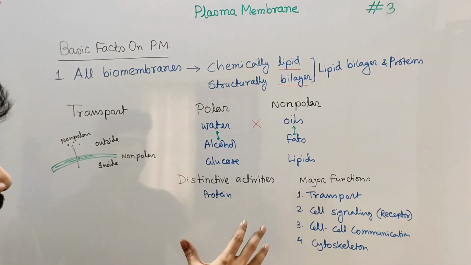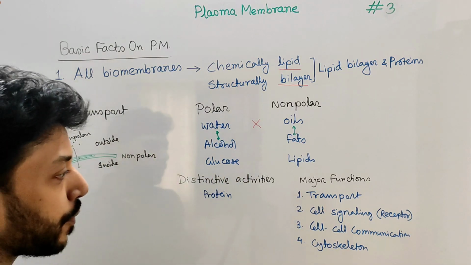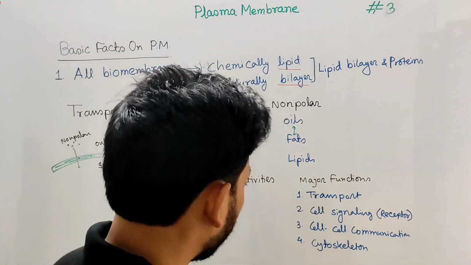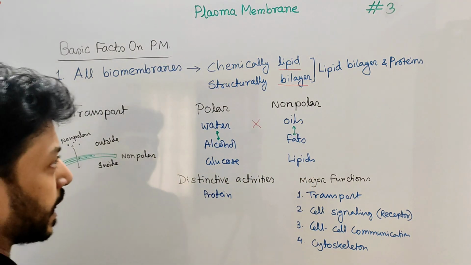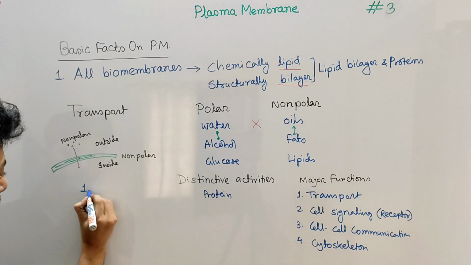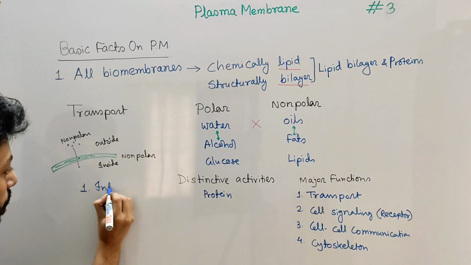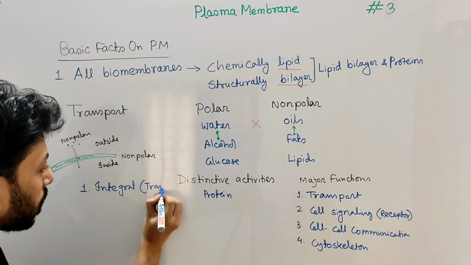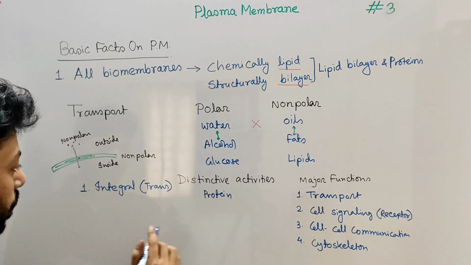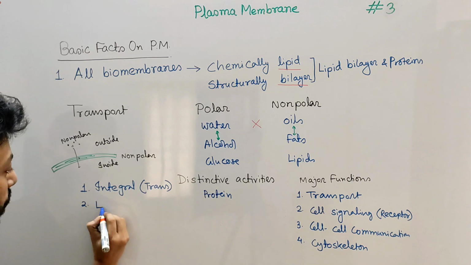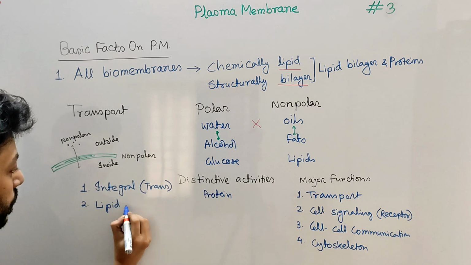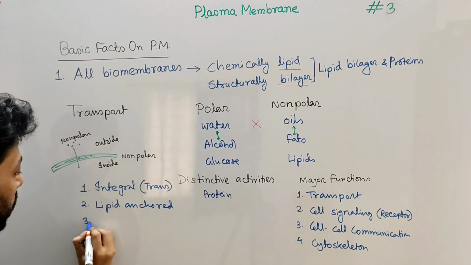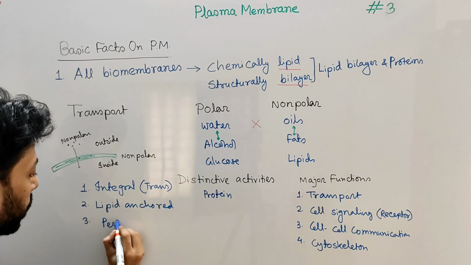Now, we can categorize these membrane proteins into three types. I'm just mentioning here the names of these three different categories of proteins present in the plasma membrane. First is called integral or transmembrane protein. Second is lipid anchored membrane protein, and third is peripheral membrane protein.